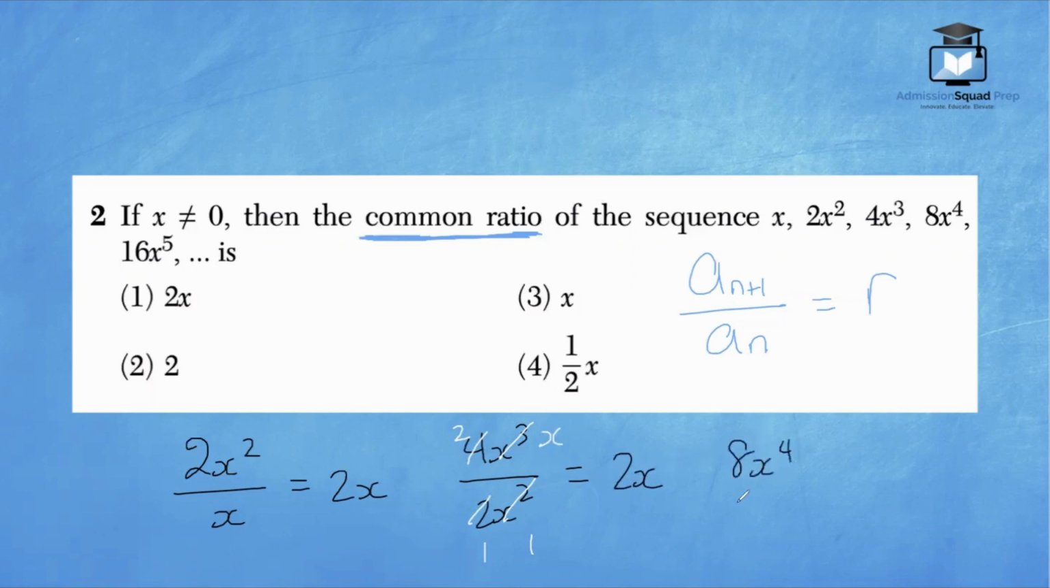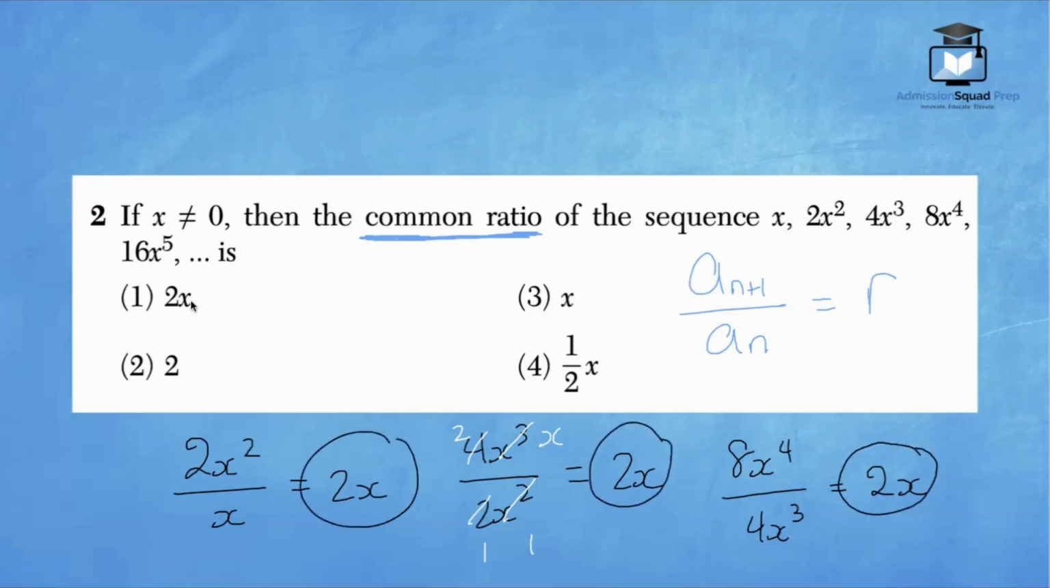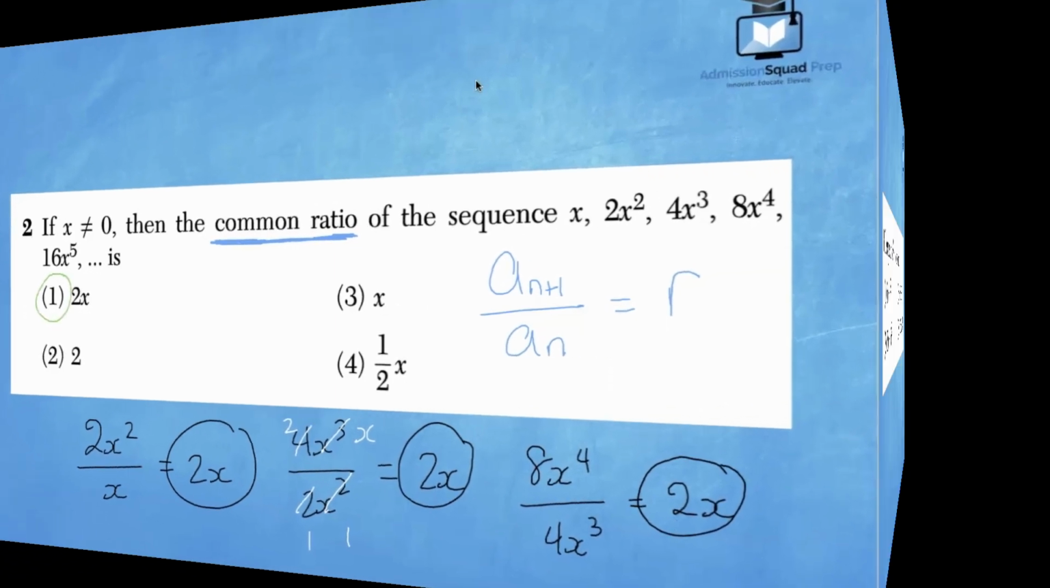8x to the fourth power divided by 4x cubed. When we cancel out, we're also going to have 2x. So it's clear that the common ratio is 2x. The correct answer is choice 1.